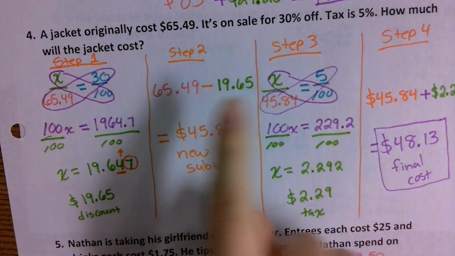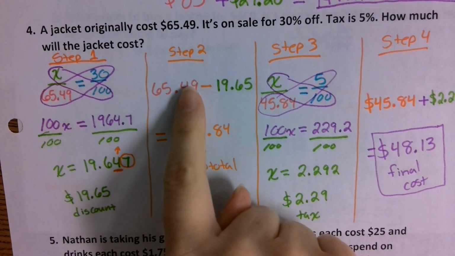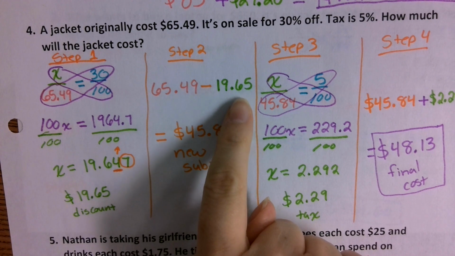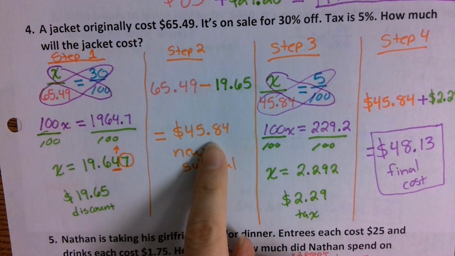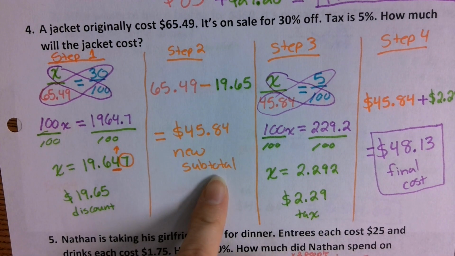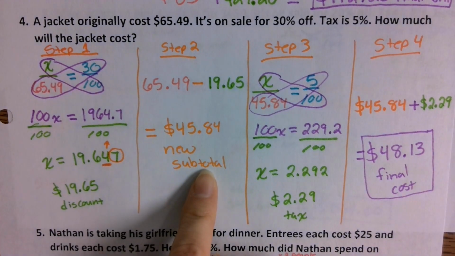Please remember to round appropriately with money. For step 2, you would then take the cost of the jacket and subtract the discount from it. You'd get $45.84 as your new subtotal.